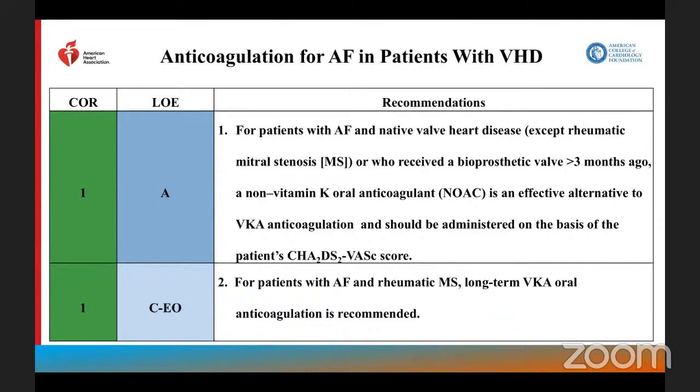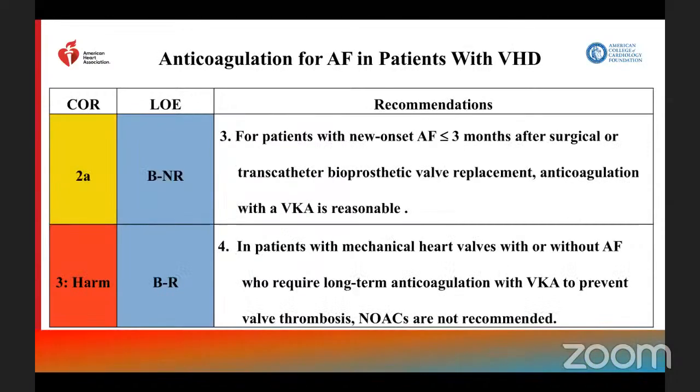For patients with AF and rheumatic MS, long-term vitamin K antagonist oral anticoagulation is recommended, class 1. For patients with new onset AF, less than or equal to 3 months after surgical or transcatheter bioprosthetic valve replacement, anticoagulation with a vitamin K antagonist is reasonable. That's class 2A, level B.